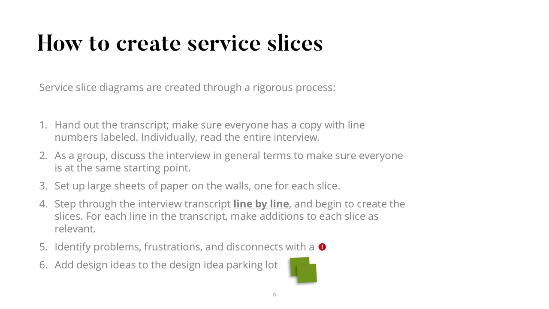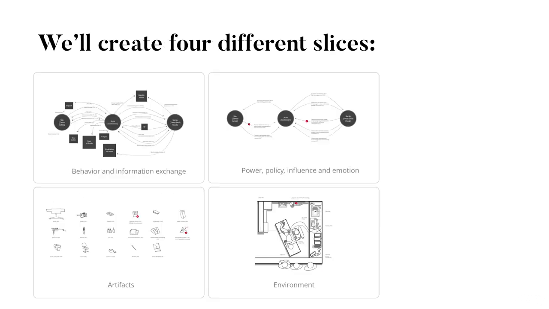At each line, we're going to go from piece of paper to piece of paper asking, is there anything here that we can add to this slice? How about the next slice? How about the 3rd one or the 4th one? As we go through, we'll identify problems, frustrations, and disconnects, and we'll put a big exclamation point near there in red. And again, as we come up with design ideas, we'll add them to the design idea parking lot.